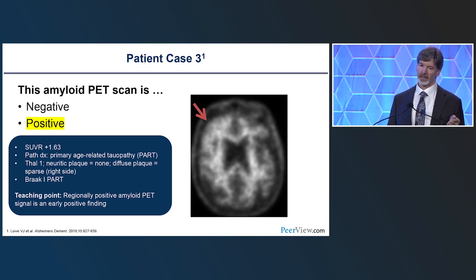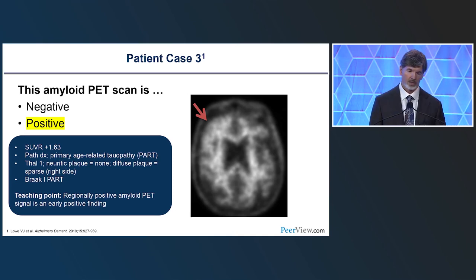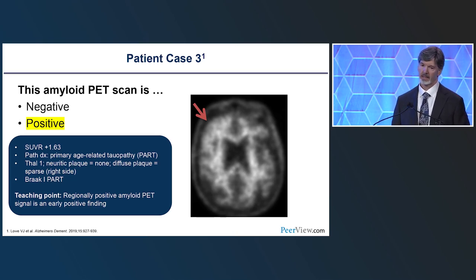This is primary age-related tauopathy, so it's a very low-level case on pathology. There's no neuritic plaque, but diffuse plaque on the right side on autopsy. So regional positivity indicates a positive PET scan.